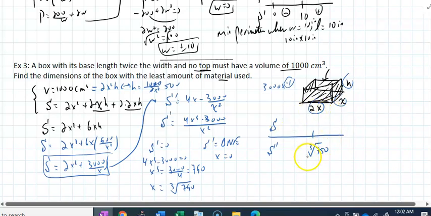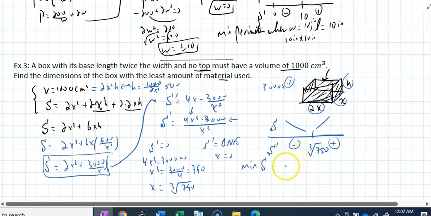If I pick a point to the left, say 1, 4 times 1, that's 4 minus 3,000 over 1, that's negative. A point to the right of the cube root of 750, well, the cube root of 1,000, which is 10. If I put that in there, that will be 4,000 minus 3,000, which is positive. So we have minimum surface area.